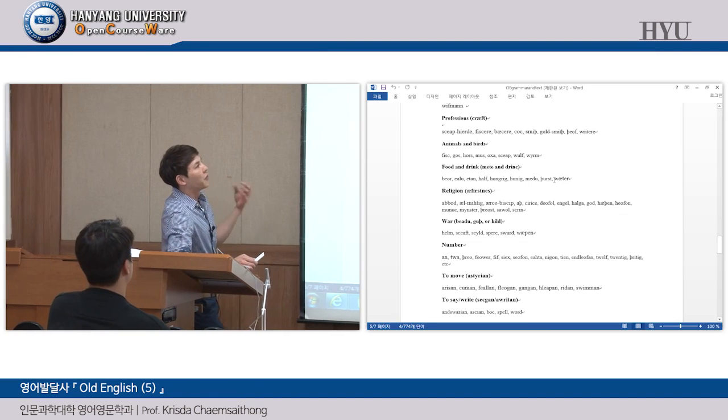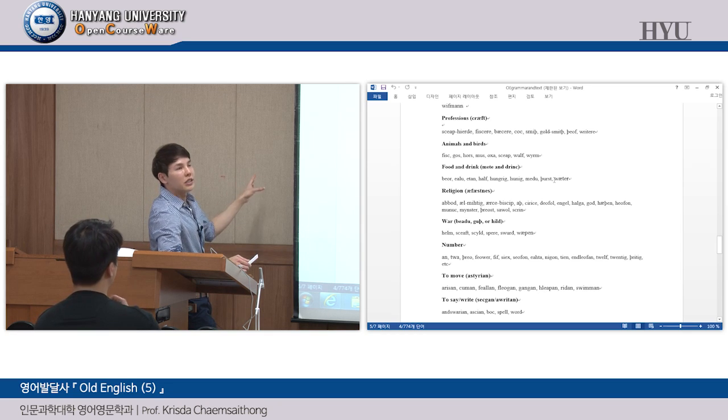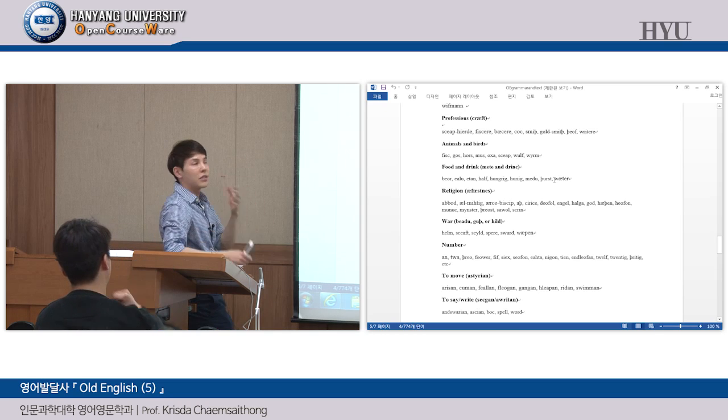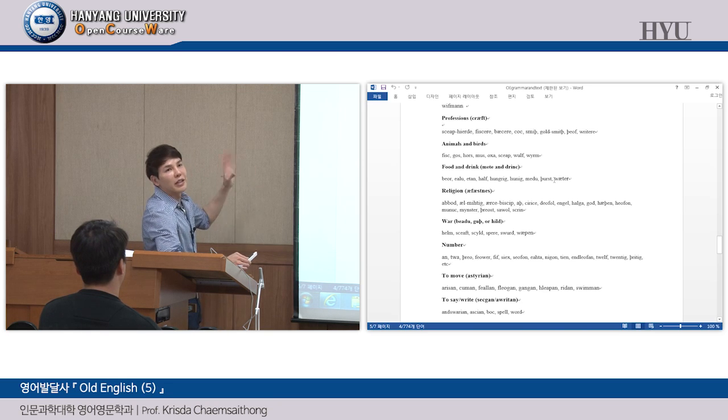Food and drink. Food is mete, which is meat. There's a change of meaning here, right? Meat, we only refer to the meat of animals. But meat in Old English means food in general, so there's a narrowing of sense. And drink, drink. Beer. Ealu means ale, A-L-E, a kind of beer. Etan, to eat, right? An is the infinitive. Half, loaf, hlaf. I think they auto-corrected me when I did this. It should be hlaf, right?